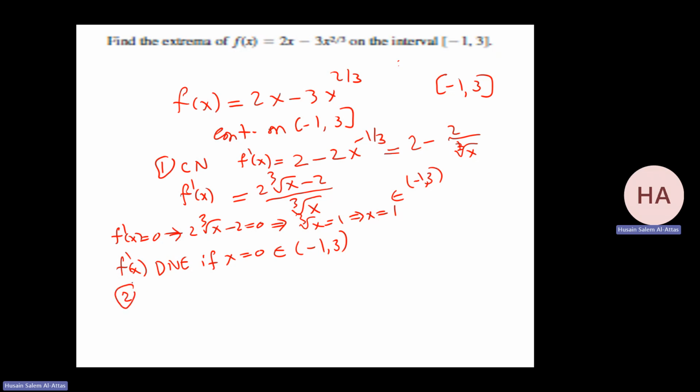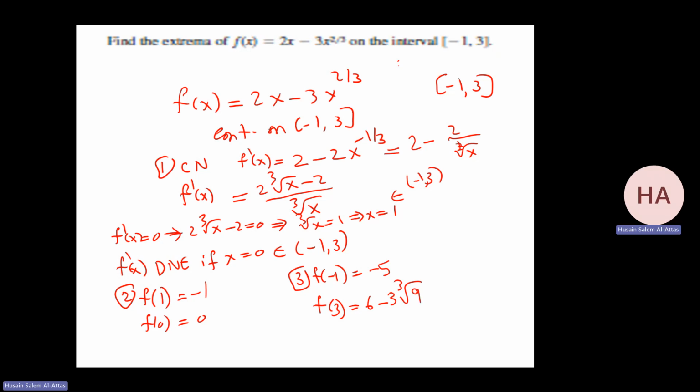Second step, check f at 1. F at 1 will be 2 minus 3, that is minus 1. Check f at 0, that will be 0. Third step, check f at the endpoints. F at minus 1 will be minus 2 minus 3, that is minus 5. F at 3 will be 6 minus 3 cubic root of 9.